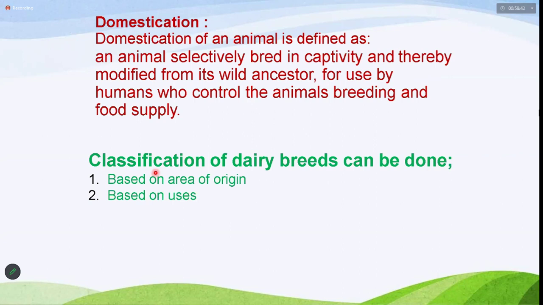So domestication means, as I mentioned previously, an animal selectively bred in captivity and thereby modified from its wild ancestors for use by humans who control the animal's breeding and food supply. So we can divide these dairy cattle breeds based on their area of origin or based on their uses.